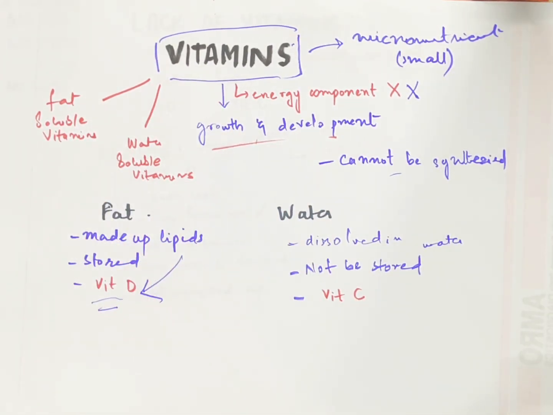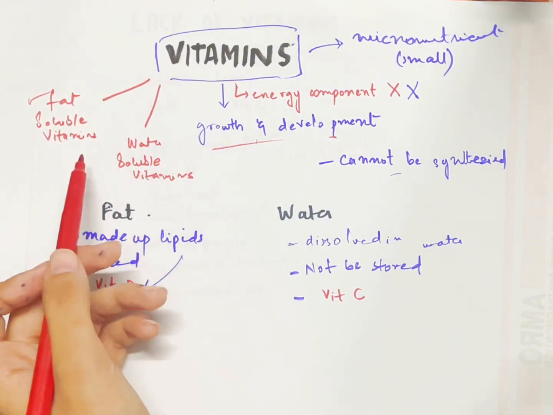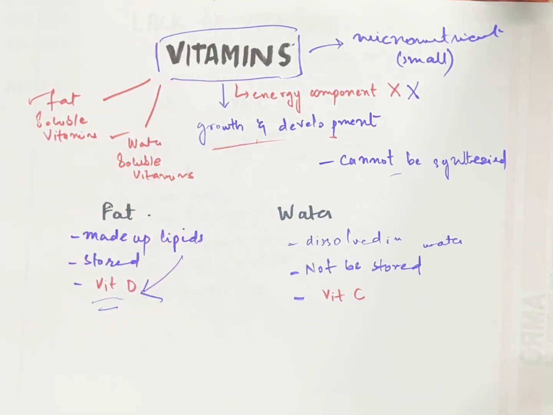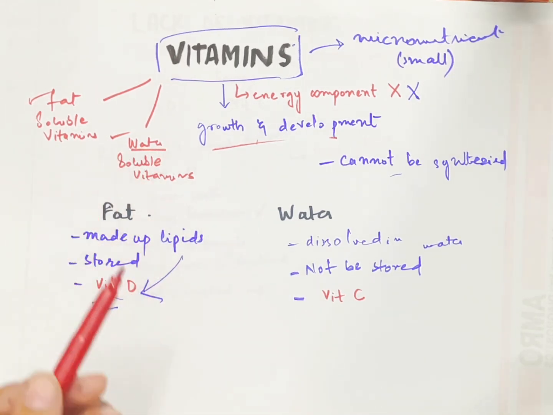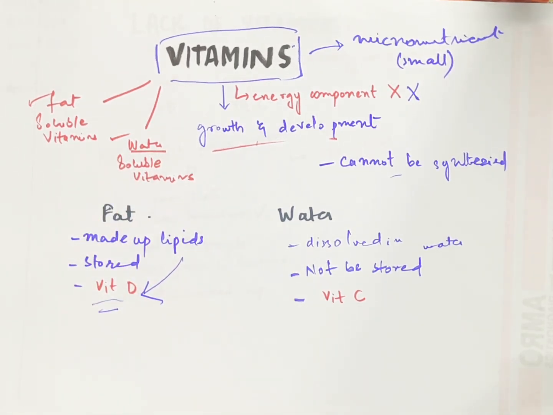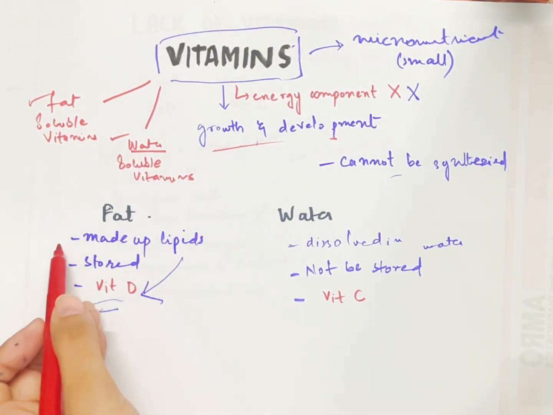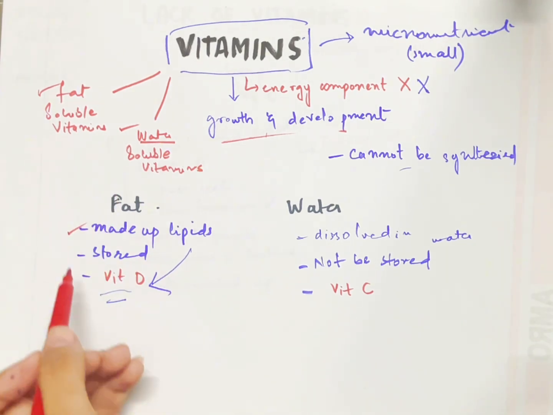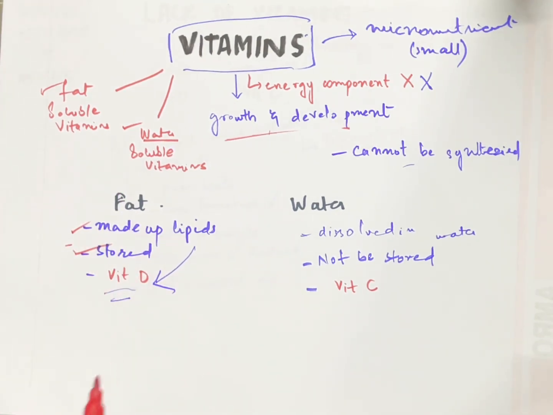There are two types of vitamins: either fat-soluble vitamins or water-soluble vitamins. Fat-soluble vitamins dissolve in fat, and water-soluble vitamins dissolve in water. Alright, so let's talk about each of them in detail. The fat-soluble vitamins are basically made of lipids, and they are in a stored form. So the body can store all sorts of fat-soluble vitamins. For example, vitamin D is consumed by the body and then stored by the body.